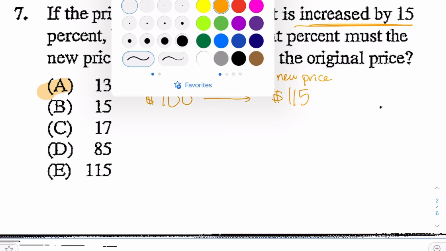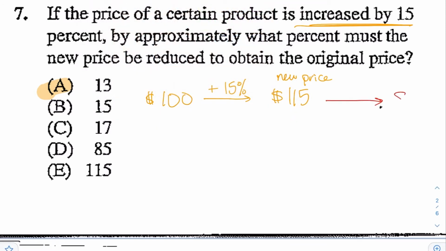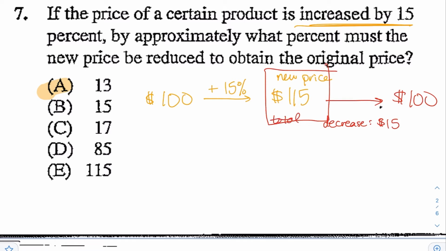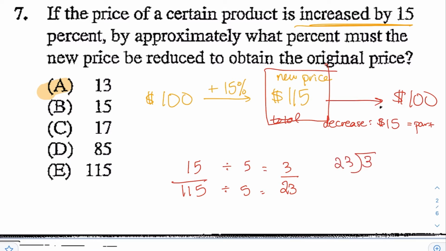Now, what you want to do is to decrease this to make it back to $100. So you have to decrease $15. But now the new whole is 115. This is the new total. So this decrease of 15 will represent the part. So you'll have to do 15 over 115. Here, if you simplify this fraction, you can divide by 5. That'll give you 3 over 23. 23 is a prime number, so you'll have to just divide here. 3 divided by 23.